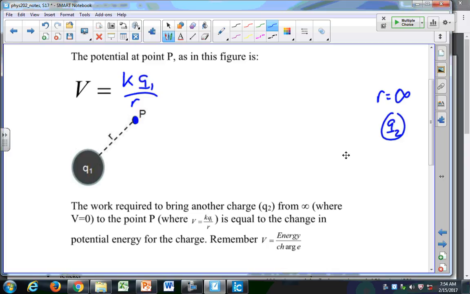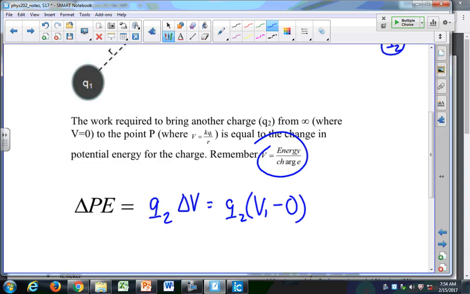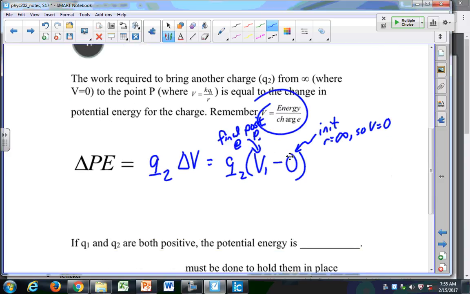All right? So remember that our voltage is energy per charge. So if I want to know the change in potential energy, it's going to be equal to Q2 times the change in potential, which is equal to Q2 times V1 minus 0. This is my initial state, that is R equal to infinity, so V equal to 0. And then this is my final position at P. So at this point P right here, my potential is equal to V1, that KQ1 over R.